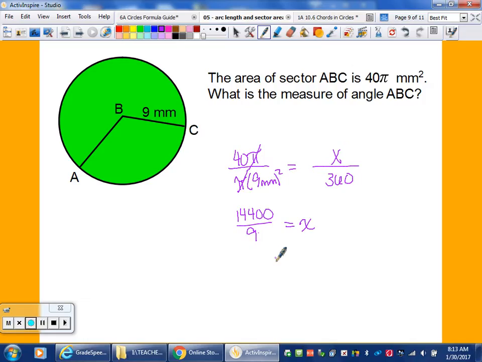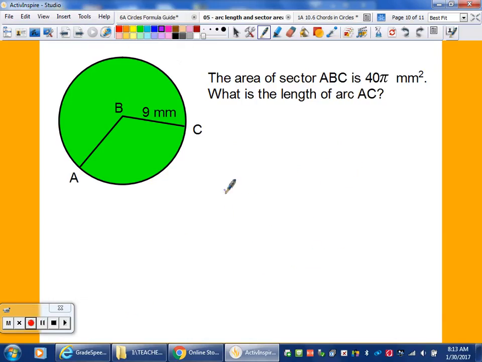Divide by 9. Oh, not divide by 9. Divide by 9 squared. There we go. And I get that that angle measure is 177.778 degrees. There you go. Let's see what else we got.